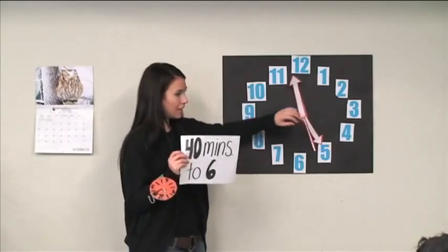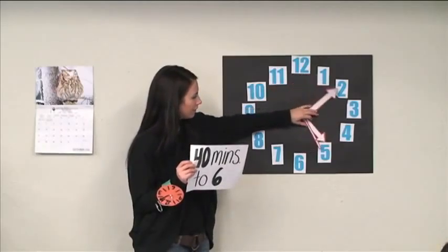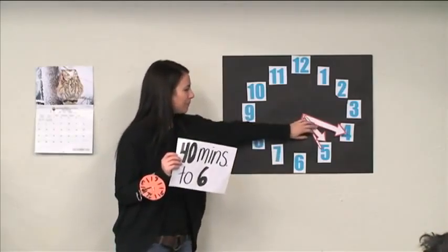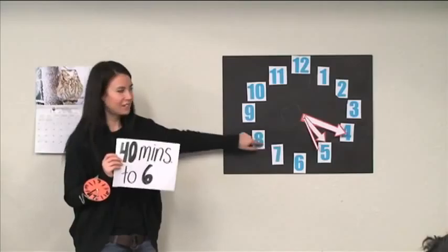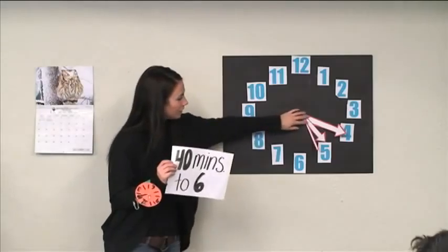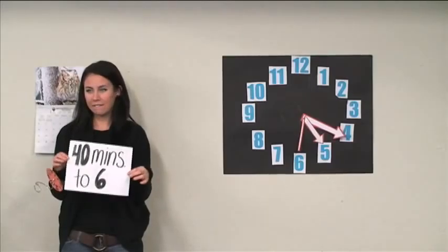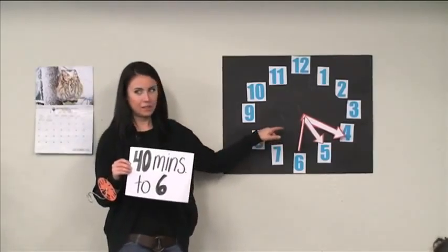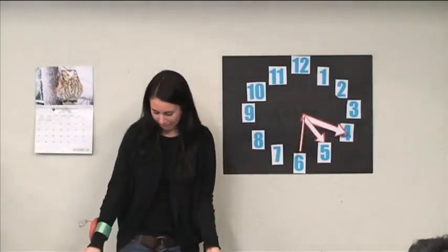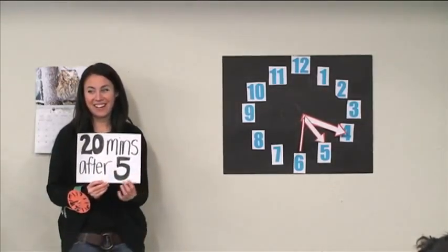That's right. And this one? 4. To the 4. So this one, you're right. Because how many minutes do we have left now? 40 minutes left until 6 o'clock. So this one, the real time, 40 minutes to 6 is the same as saying 5:20. 5:20 right here. The last one says it's 20 minutes after 5.